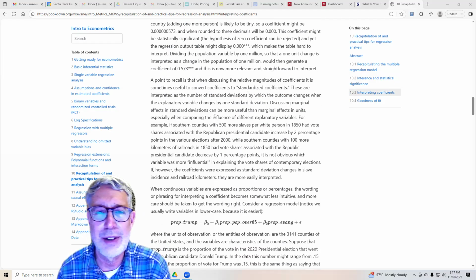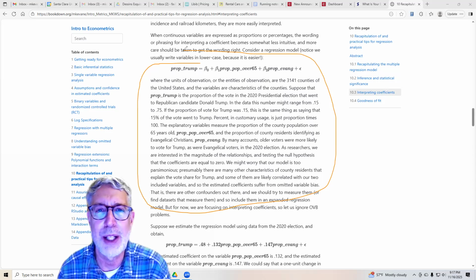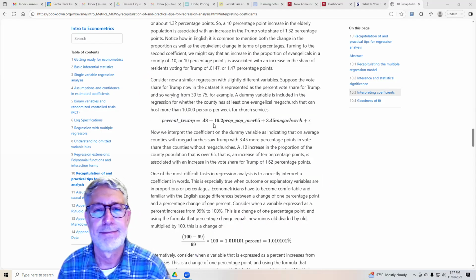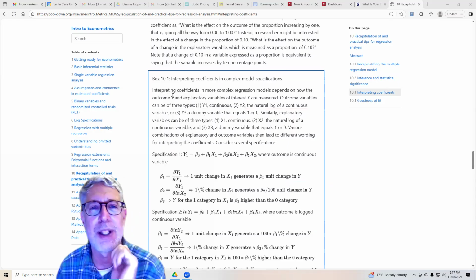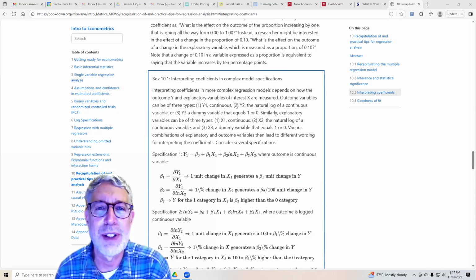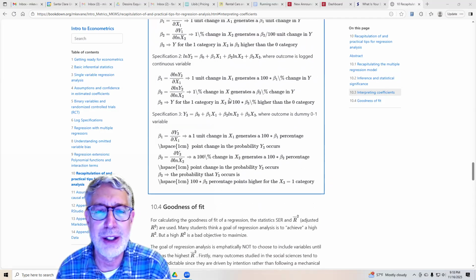Let's continue down. So interpreting coefficients, I do have an interpretation here of proportions and percent kinds of variables in a regression equation. So I want to encourage you to read that pretty carefully. And let's see, more discussion of proportion and percent, and a box about interpreting coefficients in more complex model specifications, log specifications, dummy variables in the specification. So this is a good box.